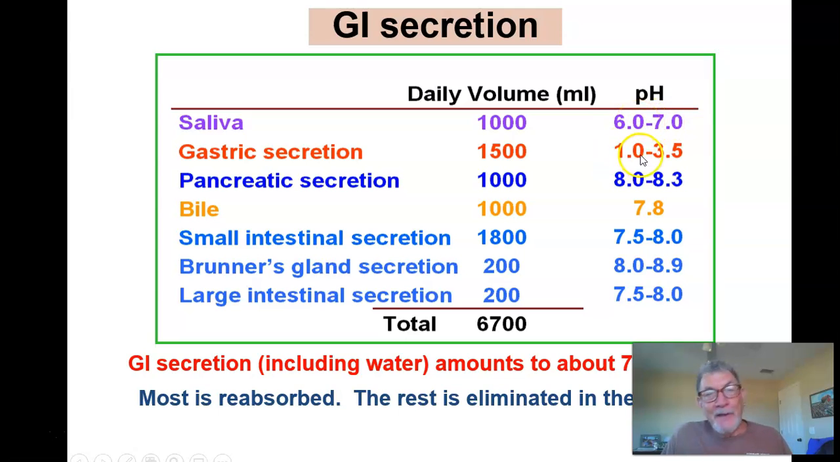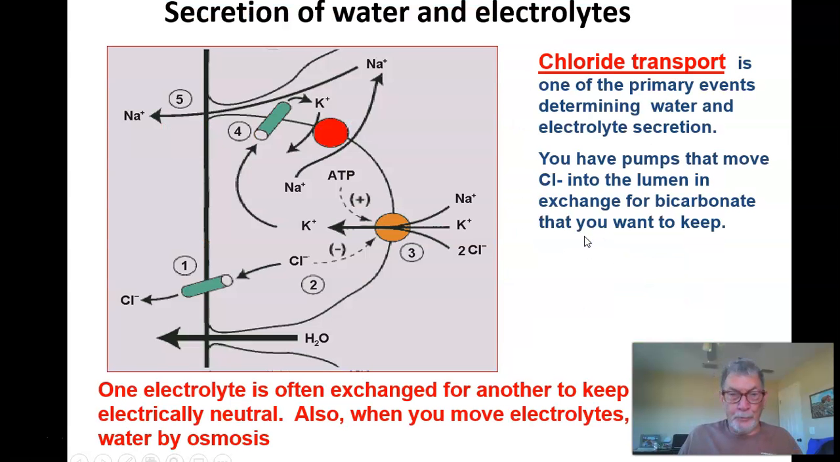Stomach acid, stomach juice, is very acidic. And all the rest of them are pretty alkaline, pretty basic, because as the stomach juice goes into the intestine, it needs to be neutralized. You can't stand acid in your intestine. It'll eat holes in it. So the pancreatic secretions have a lot of bicarbonate in them. So does the bile. The intestinal secretions are pretty basic, and it winds up neutralizing the stomach acid that gets in there.